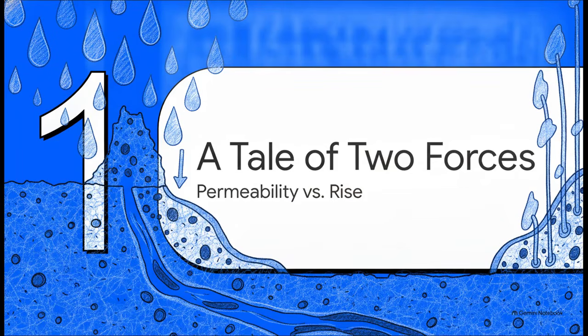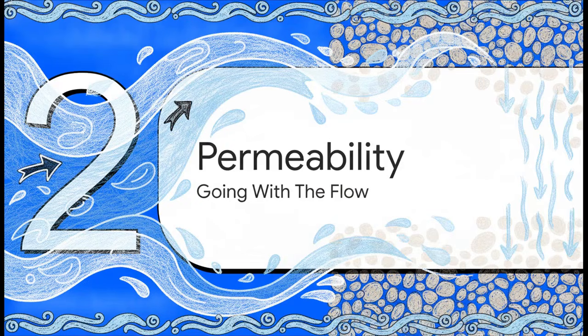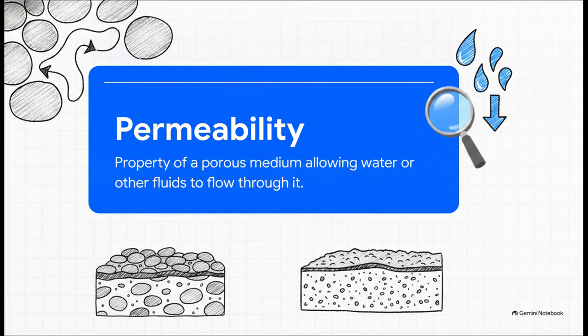The tale of two forces, permeability versus capillarity. Starting with permeability, going with the flow. Think of the soil beneath us, not as a solid block of rock, but more like an incredibly complex, microscopic plumbing system. Permeability is simply the property of a porous medium that allows fluids to flow right through it. Now, what's really interesting here is the emphasis on the word porous. Pretty much all soils, to a greater or smaller degree, are permeable. The water isn't actually moving through the soil grains themselves, it's navigating through the tiny void spaces, those little empty pockets right between the grains.